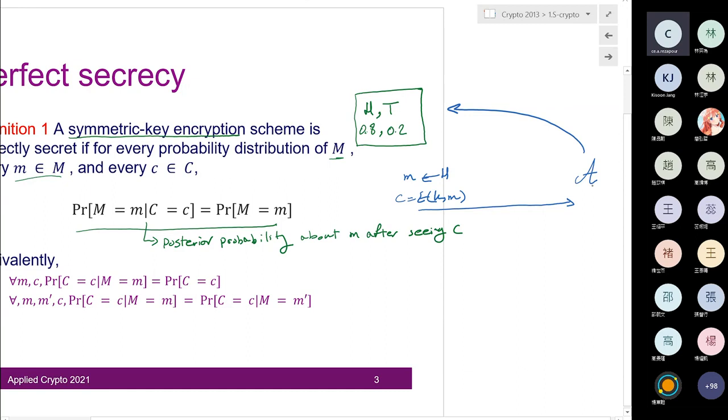So therefore, even though the adversary has unlimited computational power, that he can solve even exponential time algorithms in a very short time, that does not help him in any case, because he can't learn anything but just the distribution of the message in the first place.